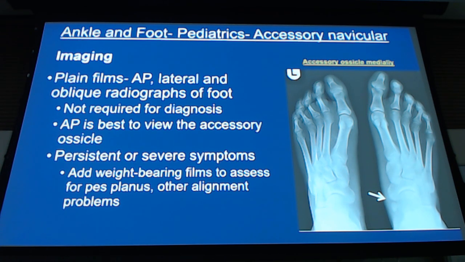We always go for 3 views: AP, lateral, and oblique. We talk about some other things with the ankle, where you do a mortise view, but that's when we start talking fractures. So, the AP view is the best view for you to see or visualize the accessory navicular bone. Questions or comments?